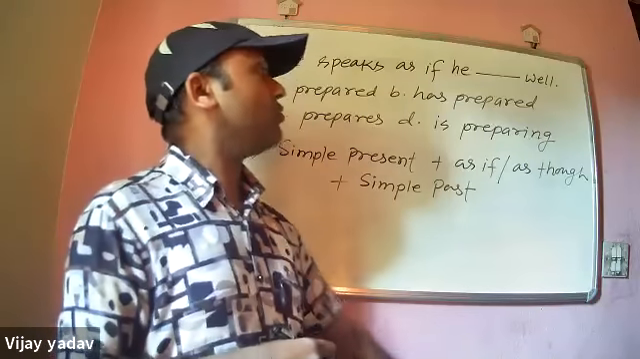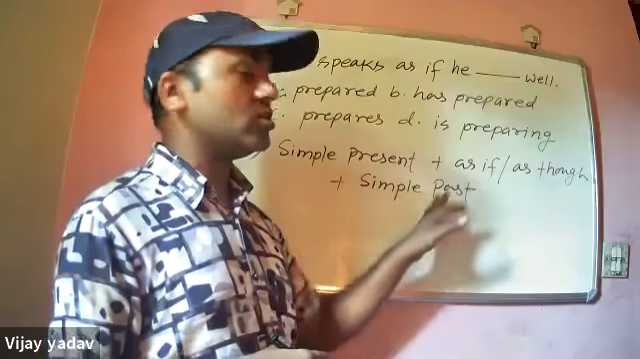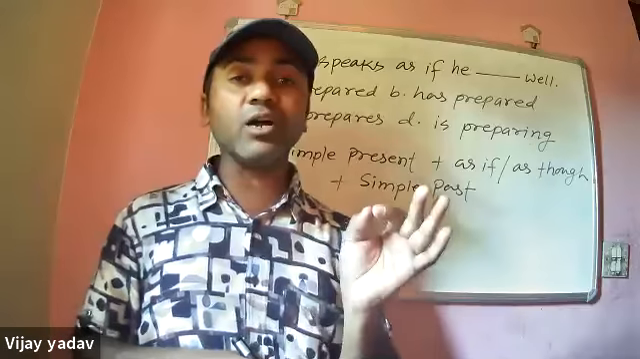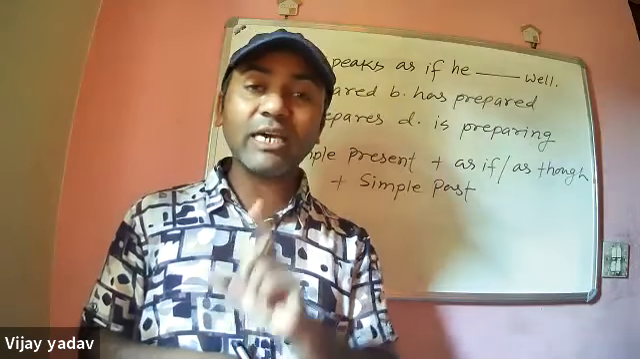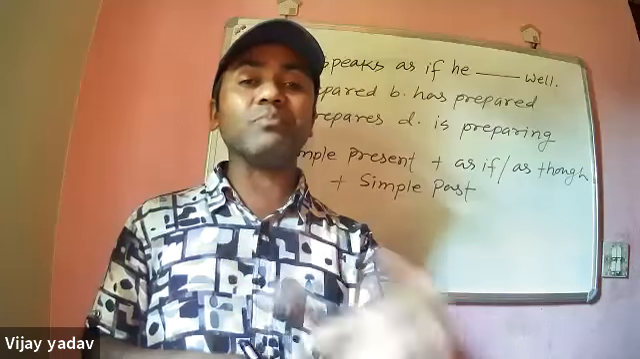Then you can follow this structure. Simple present, then after as if, as though, simple past. So, he speaks as if he prepared well. It means, in reality, he is not well prepared.